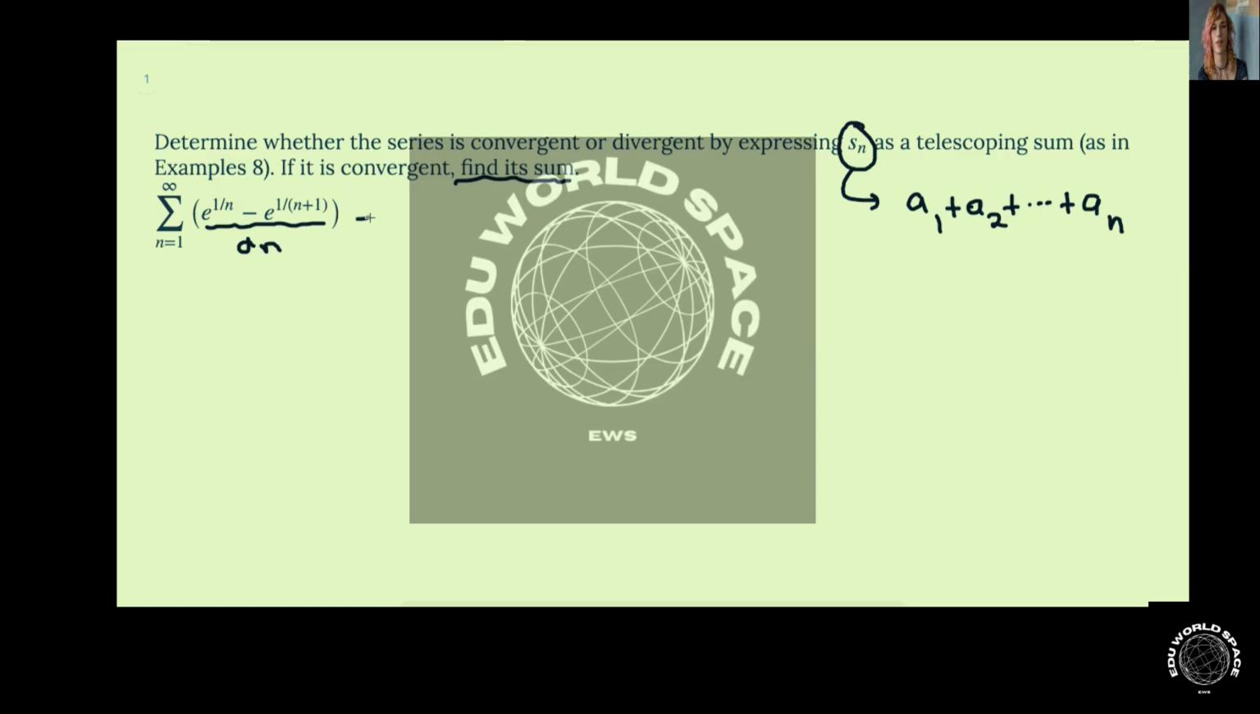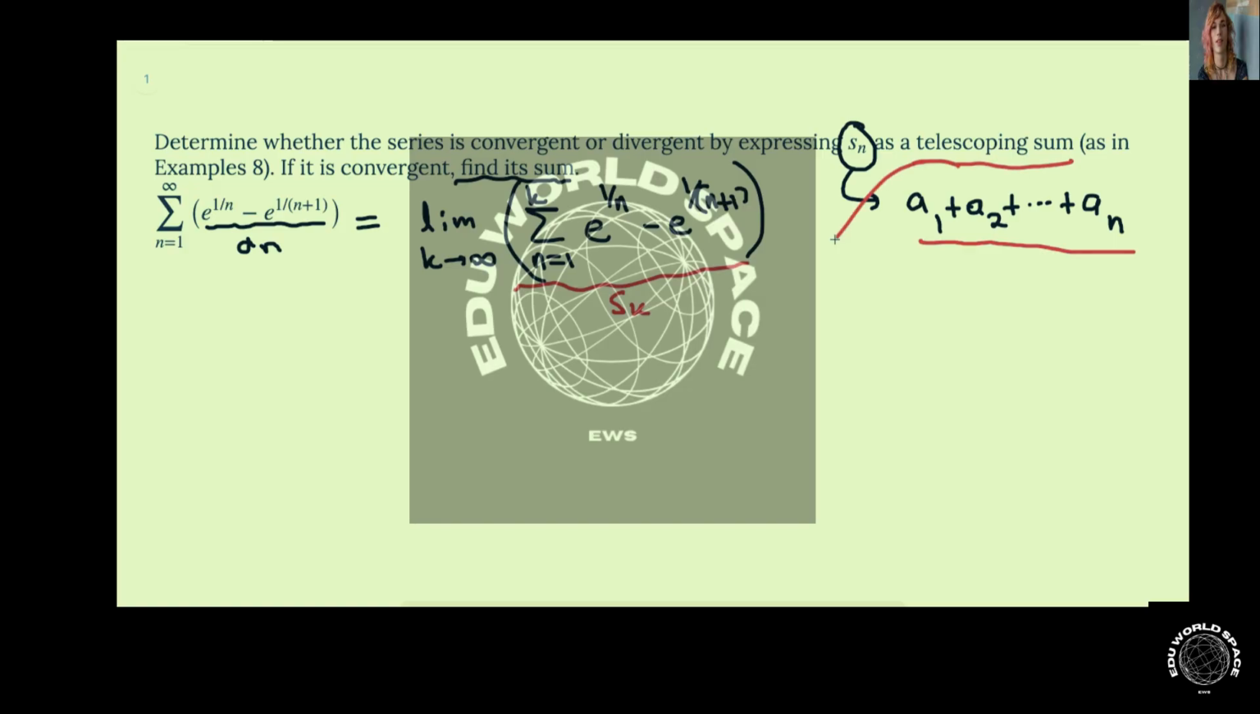So let's just go ahead and write this as a limit. k goes to infinity, and then we have the sum from n equals 1 to k of e^(1/n) minus e^(1/(n+1)). Now this term here in the parentheses, this whole sum, this is Sk. That's the sum from 1 all the way up to k, just as it's defined. So let's do a telescoping sum only inside of the parentheses, and then after that we'll come out here and take the limit, and that should answer our question.